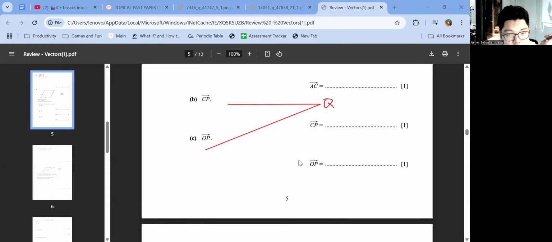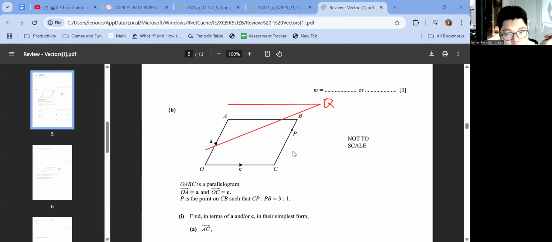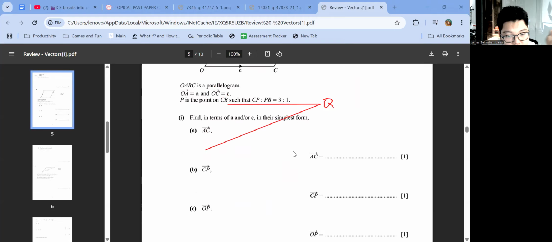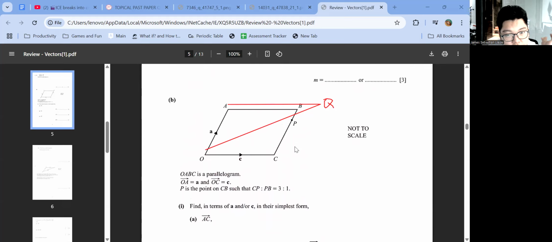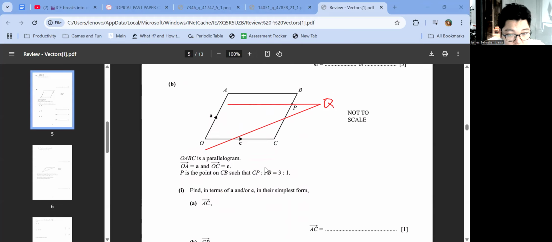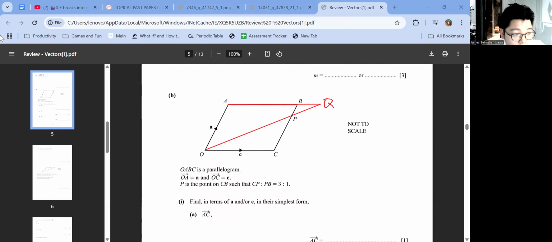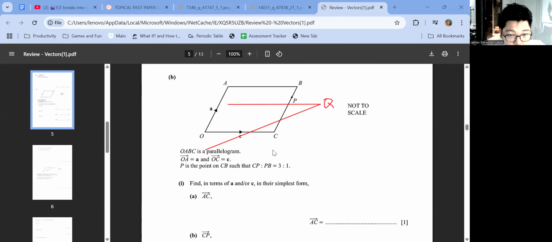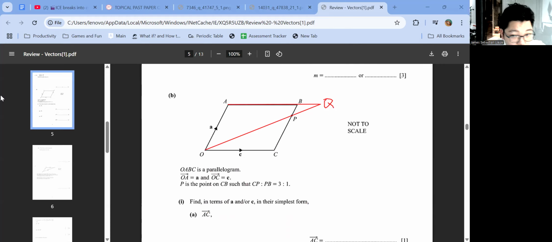So what do they want? They want the position vector of Q, which means they want OQ. So now we know that they want you to find AC, CP, OP, OQ.